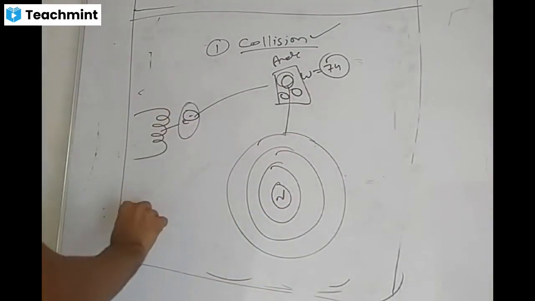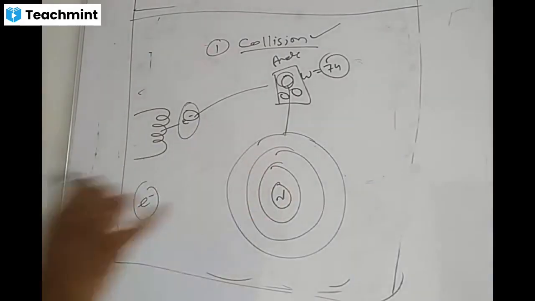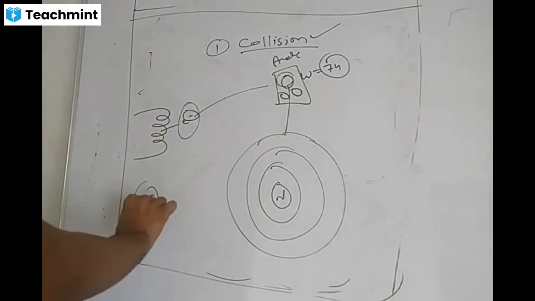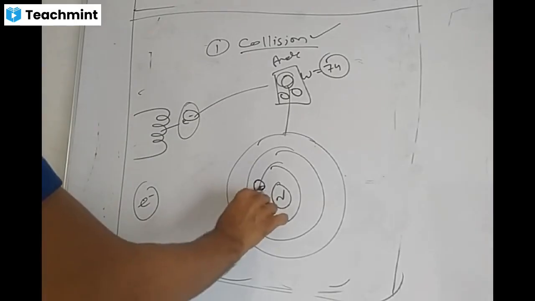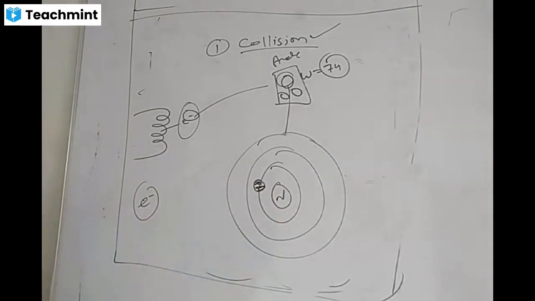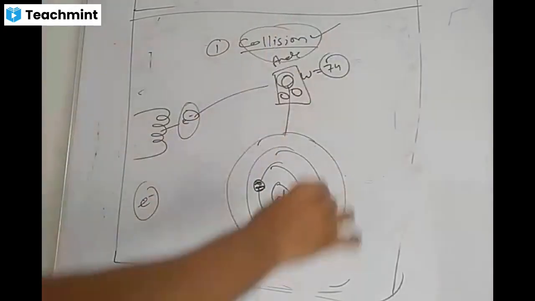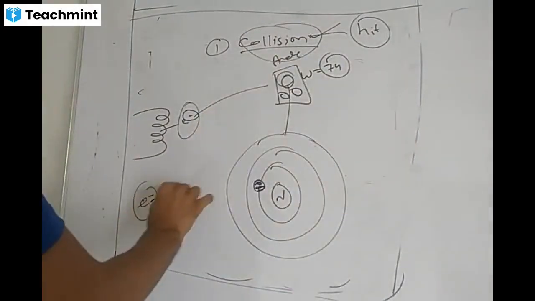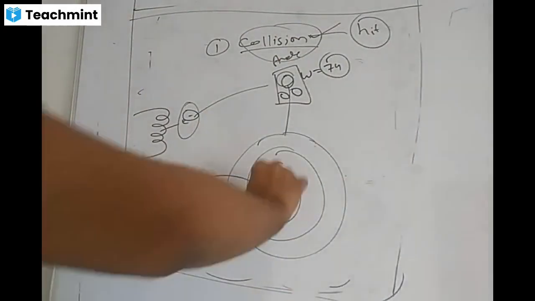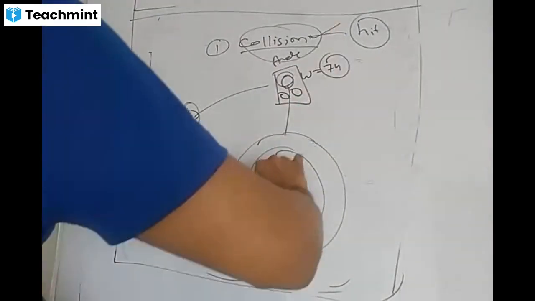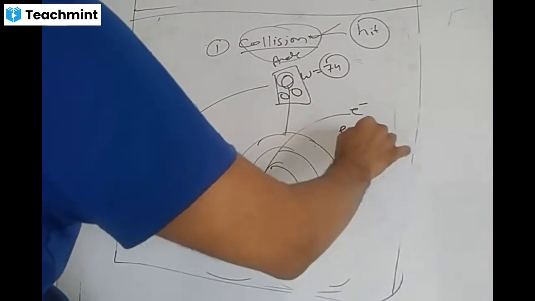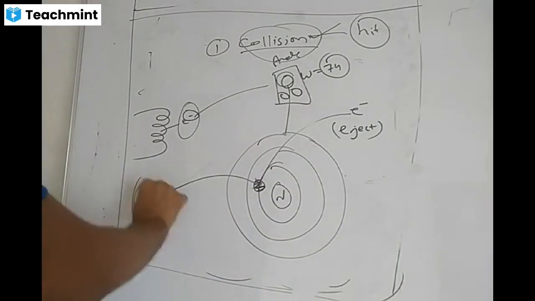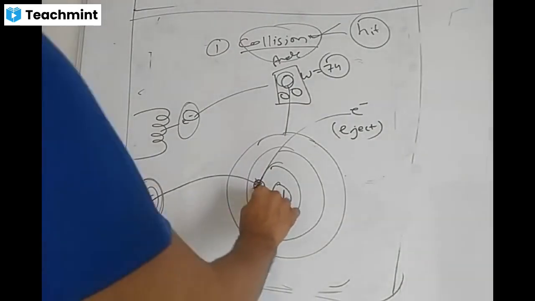So this electron has high energy, it is a fast moving electron. This electron will come and strike some inner shell electron. Because the name is collision, collision means it will hit. So this electron will come and hit this electron. Because of this hitting, because of this collision, this electron will come out. We say ejected electron. And what happens to this electron? This electron will also come out.